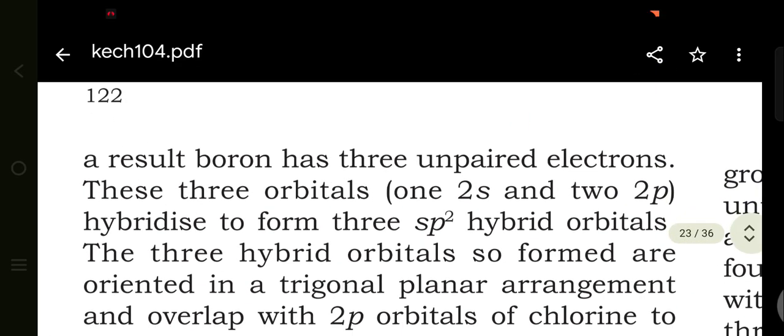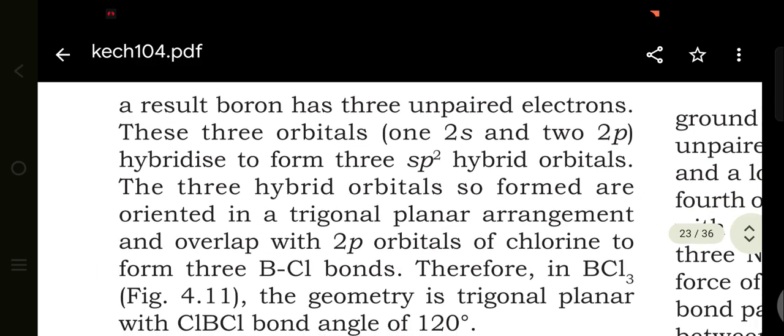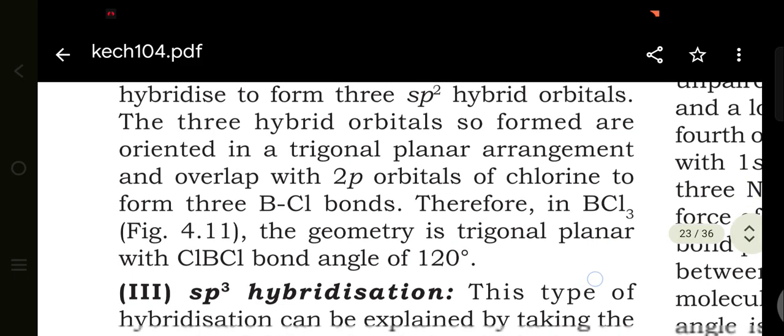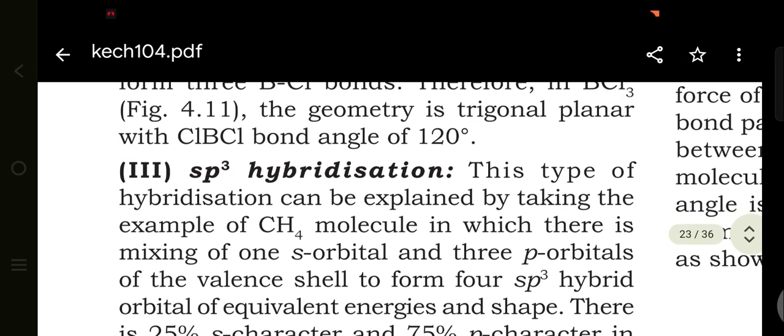As a result, boron has 3 unpaired electrons. These 3 orbitals hybridize to form 3 sp2 hybrid orbitals. The 3 hybrid orbitals so formed are oriented in a trigonal planar arrangement and overlap with the 2p orbitals of fluorine to form 3 B-F bonds. Therefore, in BF3, the geometry is trigonal planar with a fluorine-boron-fluorine bond angle of 120 degrees.